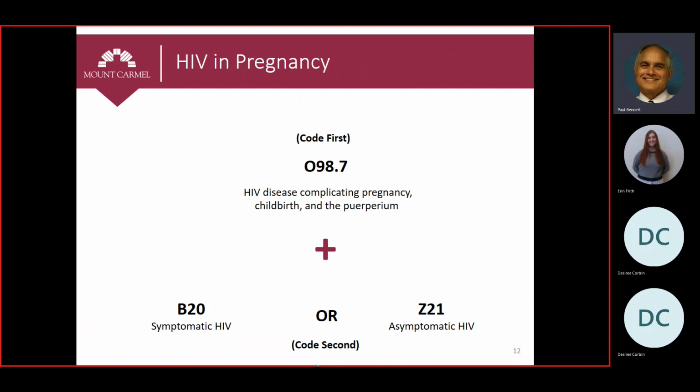Newborns delivered to HIV-positive mothers take on the mother's HIV diagnosis due to their antibody status. Newborns can maintain that HIV-positive status up to 18 months after delivery. When coding an HIV/AIDS positive pregnancy or delivery, code O98.7 first, followed by B20 or Z21, depending on the patient's status.